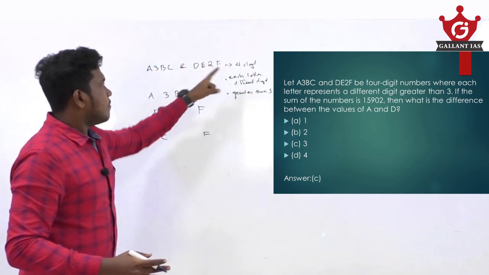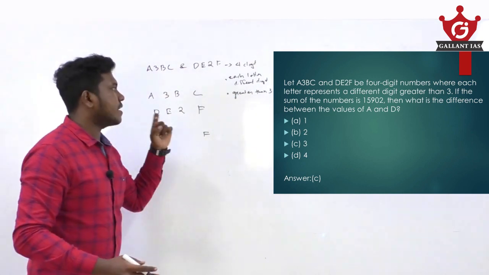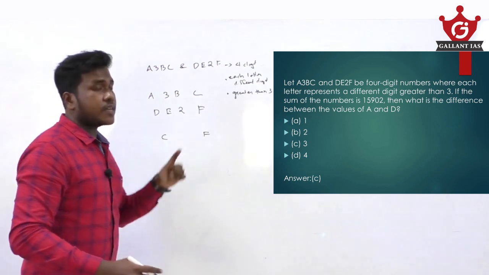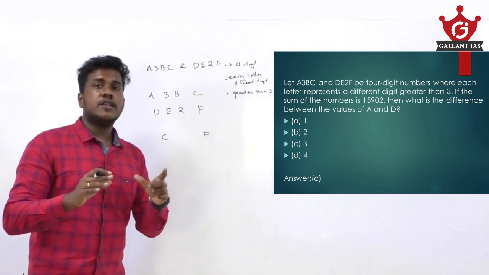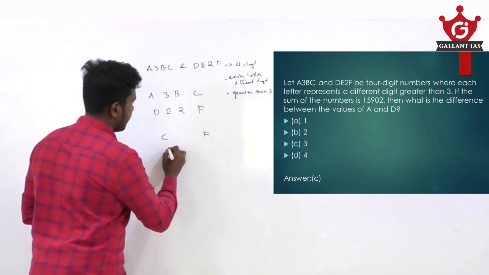Now look here, what is the first criterion? Each letter should be different. C and F should be entirely different, and each should be greater than 3. Not equal to 3 but greater than 3. So let's assume C as 4.